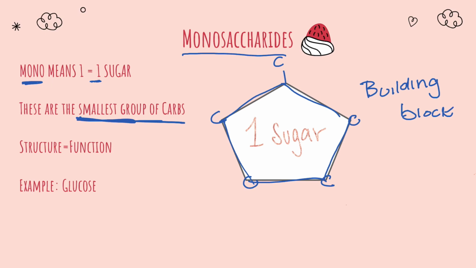So these are the smallest group of carbs. Since they are the smallest, they can pass easily through the bloodstream, pass easily through the cell membrane because they are so tiny, and also they are polar, so we'll get into that later on when we talk about hydroxyl groups. But you may hear this a lot in every science class that you take. Structure equals function.